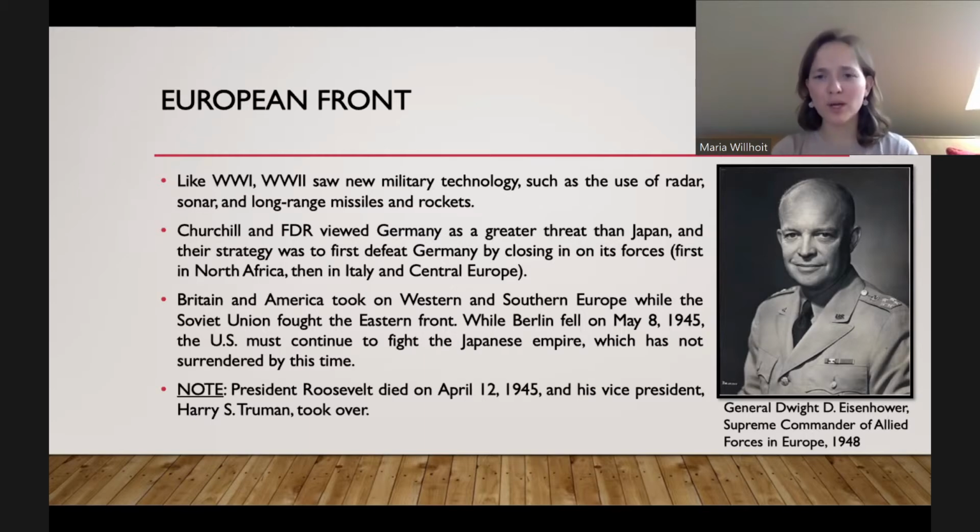And something to note about World War II: President Franklin Roosevelt actually died before the end of the war. He died just before it, on April 12th, 1945. And his vice president, Harry S. Truman, takes over.